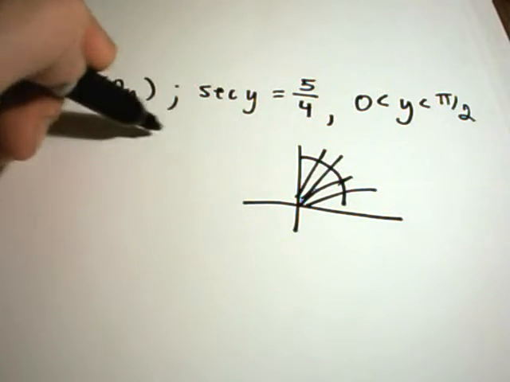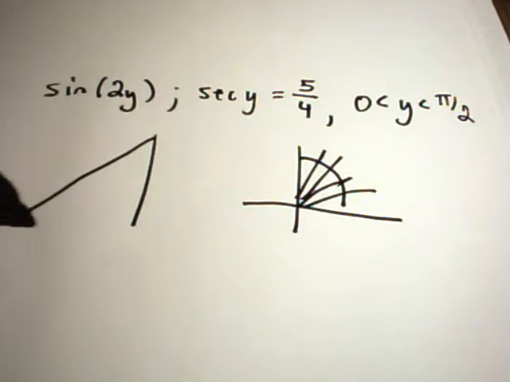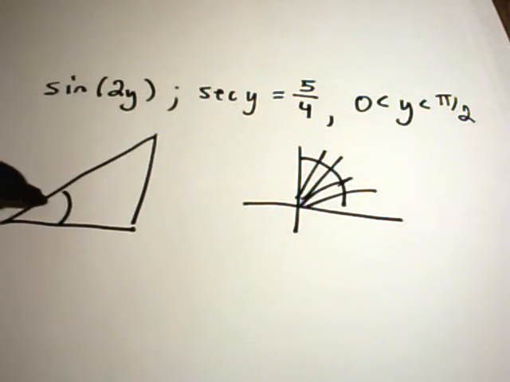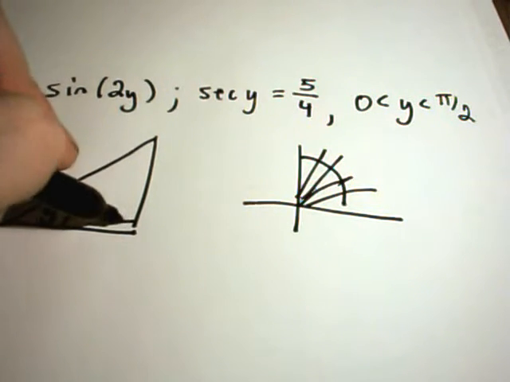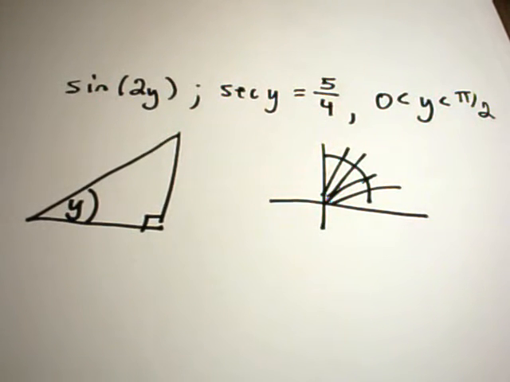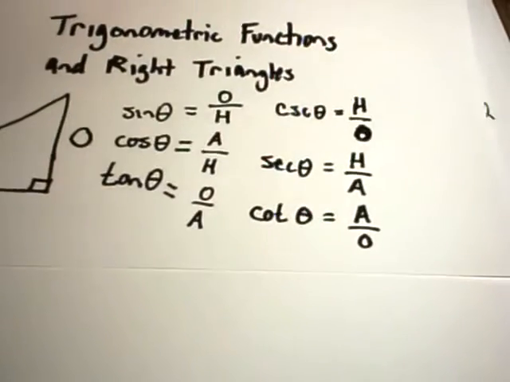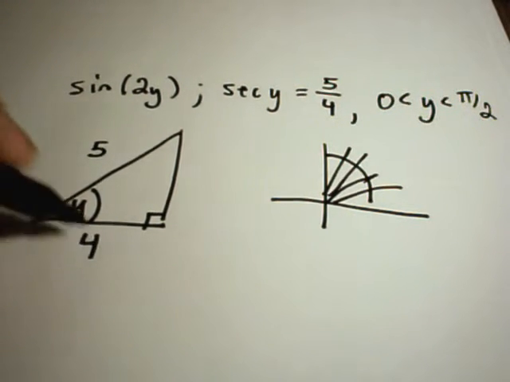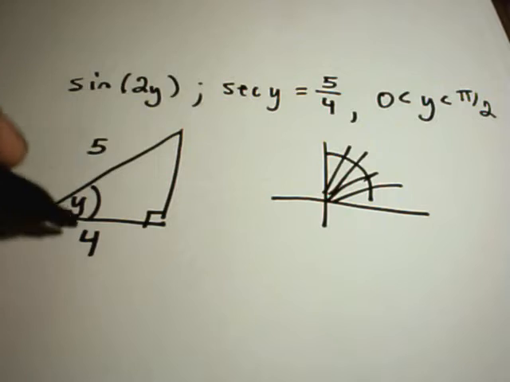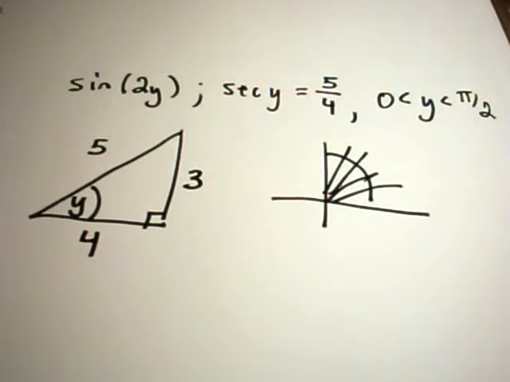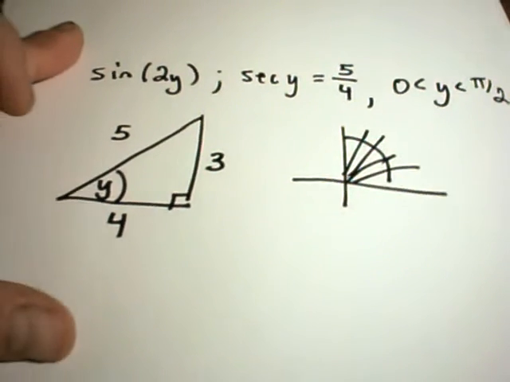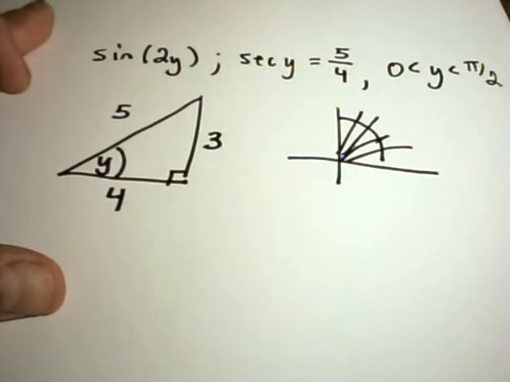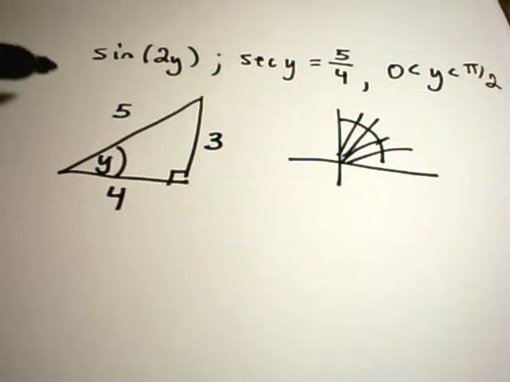So secant, if we make our little right triangle, so now my angle, instead of being called theta, is being called y. Secant, again, we said that that was the hypotenuse over the adjacent. So that means the hypotenuse is 5, the adjacent is 4. We could do Pythagorean theorem again to find, in this case, that the other side is 3.